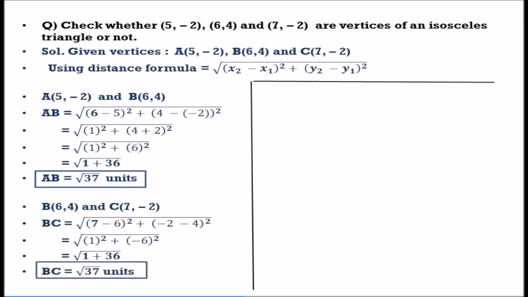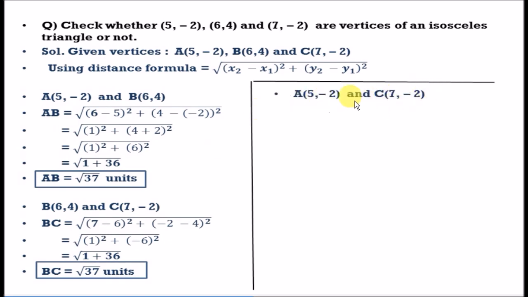So as you can see, the two sides are equal now. So do we need to calculate the third side? Yes, we need to calculate it because we need to check whether the third side is also equal or not. Because if the third side is also equal, then the triangle will not be an isosceles triangle. It will be an equilateral triangle. So it's important for us that the third side should not come equal for it to be an isosceles triangle. So the third side's coordinates are A and C.